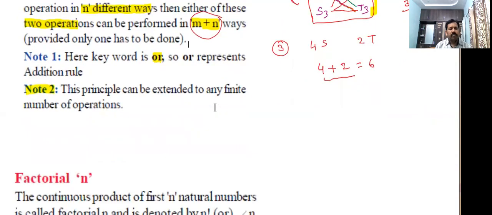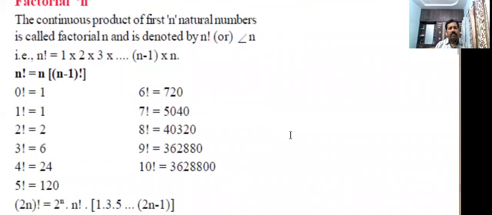Okay, students. Next, we are going to discuss factorial. What is factorial? The continuous product of first n natural numbers is called factorial n, and it is denoted by n factorial.